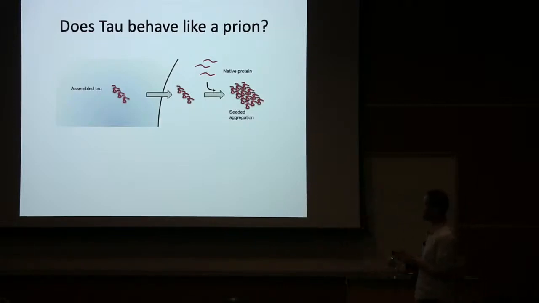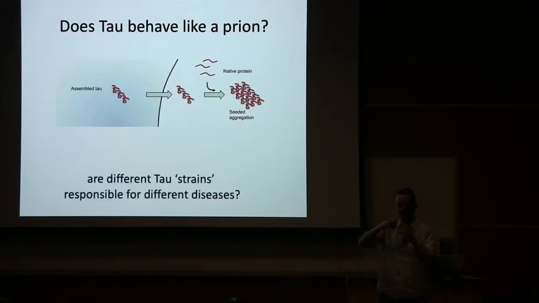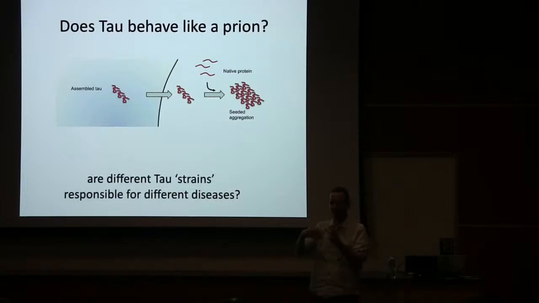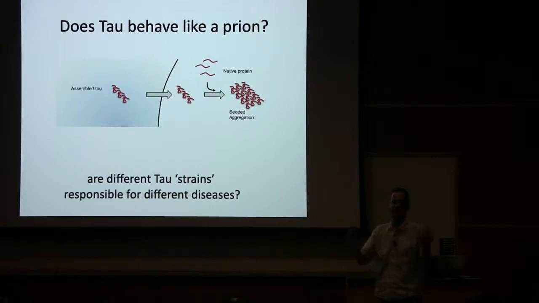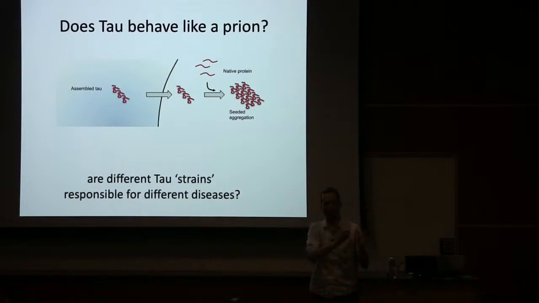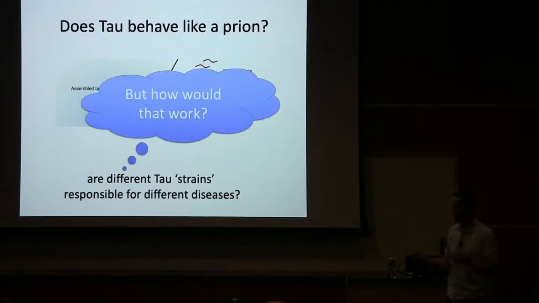And then perhaps the different isoforms might correspond to forming different structures, and then the different structures would be like the different tau strains that people have. That's part of the prion hypothesis, where different conformations of these filaments are responsible for different diseases. How that would work was completely unclear when we started all this work.